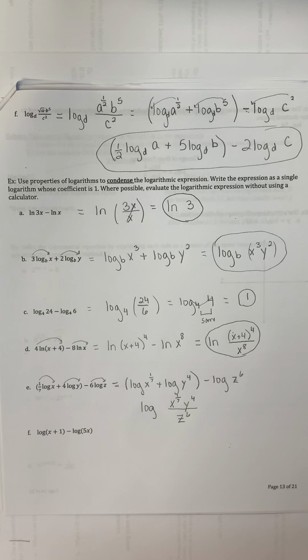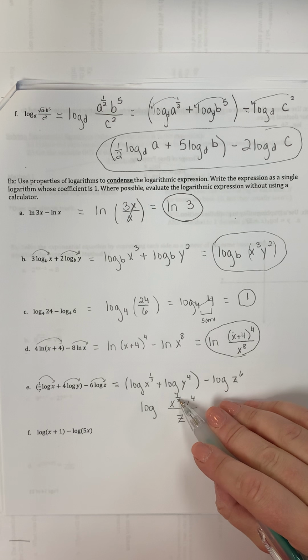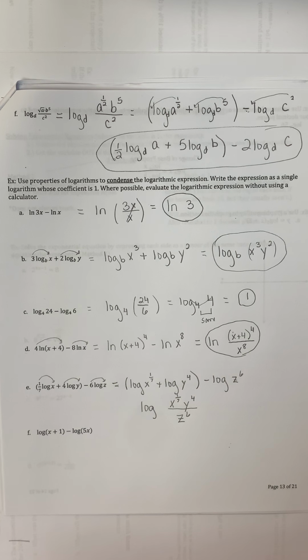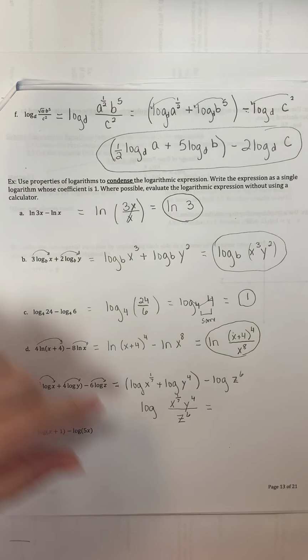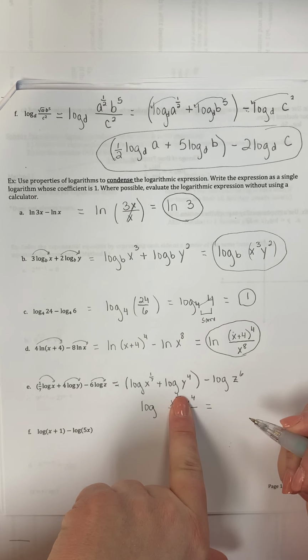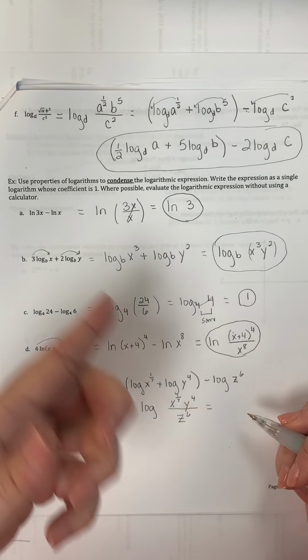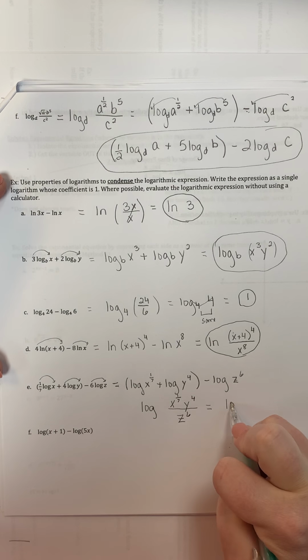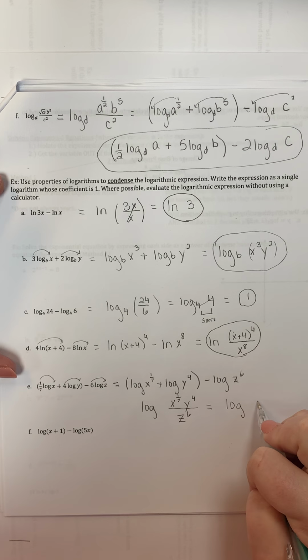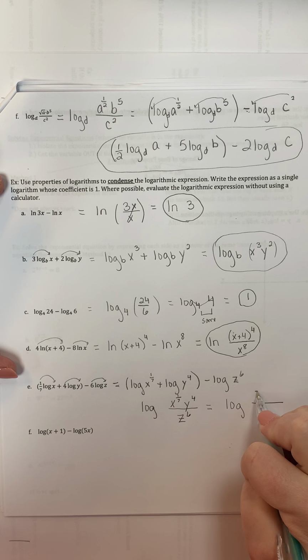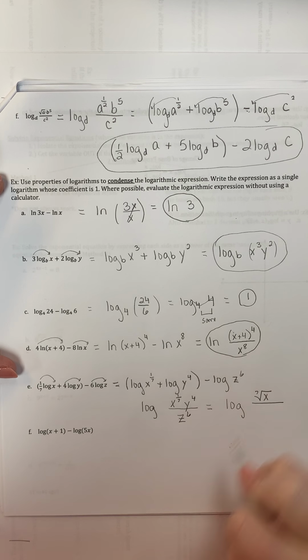Now we are not quite done here because we don't ever want to leave an exponent as a fraction. So we know that x to the 1/2 is really the square root of x. So what do you think x to the 1/7 is? Okay, he's actually the 7th root of x over y to the 4th, z to the 6th.